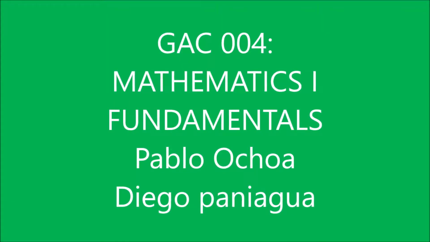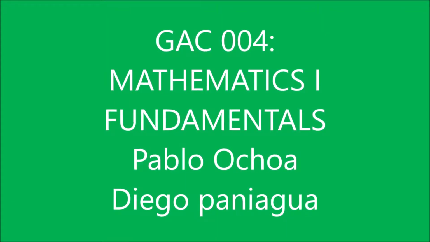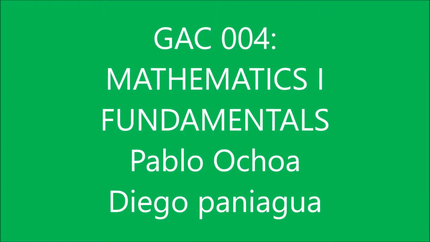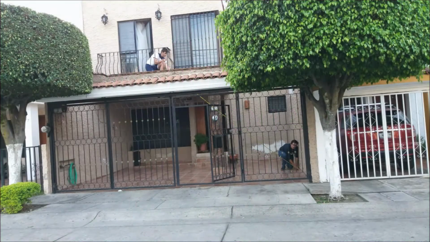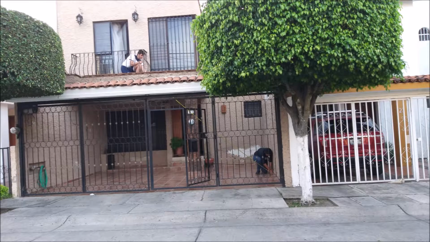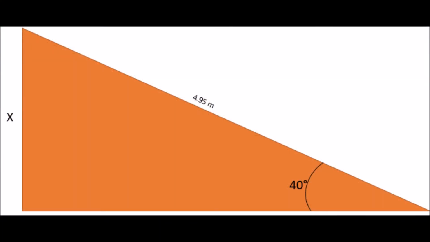We are presenting our assessment of GAC 004 Mathematics 1 Fundamentals about the trigonometric functions. Okay, so first we got a rope, then we measured with the rope the distance of the hypotenuse, and then I measured the angle that the rope formed with the floor, and then we measured the used distance of the rope.